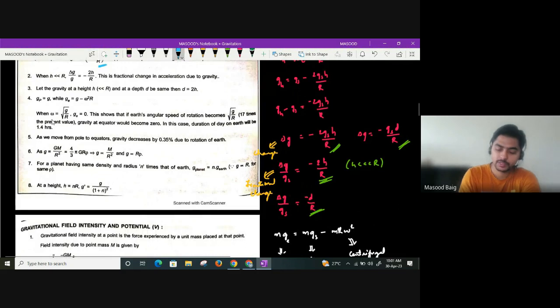When omega of the Earth became root over g by r, g at equator will become 0, guys. Right? So gravity at equator is becoming 0. So duration of the day will become just 1.4 hours, guys. Clear, all of you? And usually the radius at poles, right, is less than radius at equator. So that is the reason G at poles will be more than G at equator, guys.